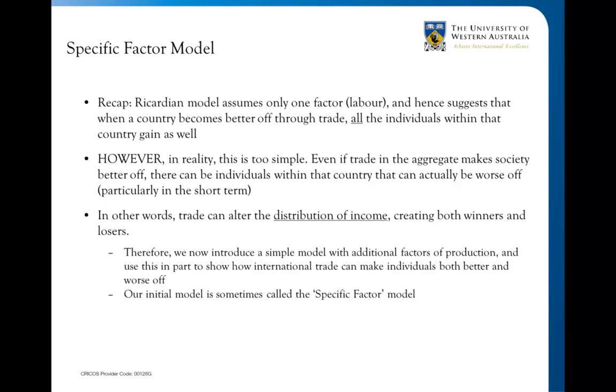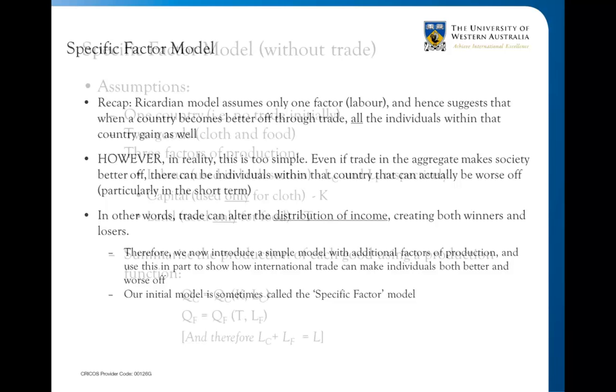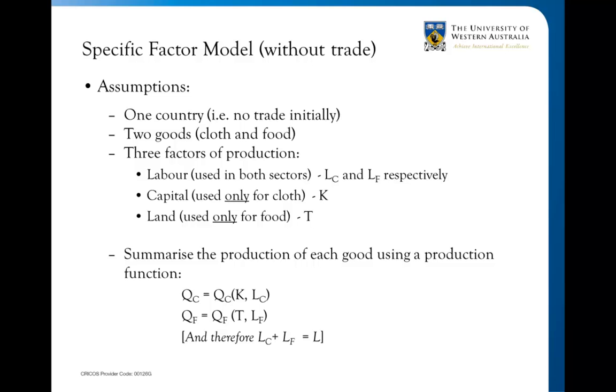Once we've done this, in subsequent weeks we're going to change some of the assumptions of this model and start looking at other issues as well. The assumptions of this model are, at the moment, that we're going to look at this without trade, and then in subsequent videos we're going to introduce international trade. So we've got one country and two goods, which we'll just call cloth and food. It's different from the previous examples, but it really makes no odds. You can call them whatever you want.